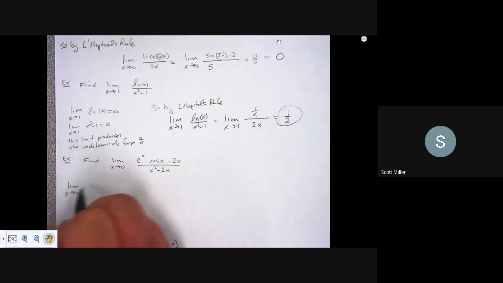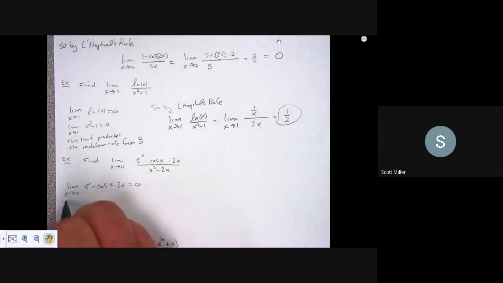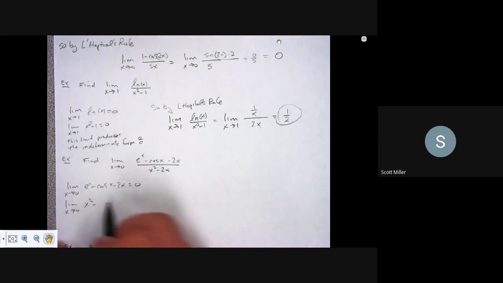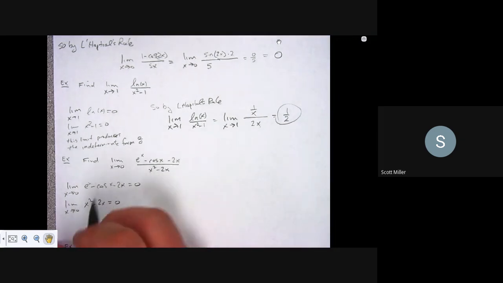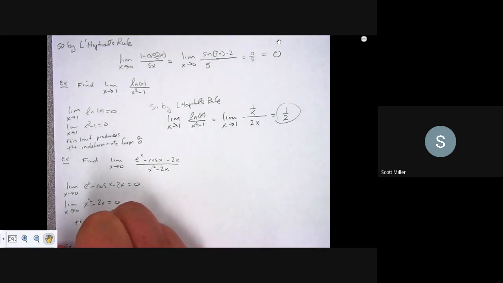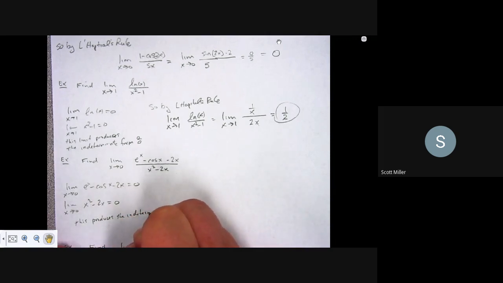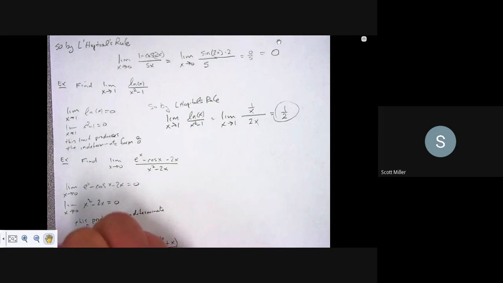X is going to 0. E to the x cosine of x minus 2x equals 0. The limit as x goes to 0 of the bottom. Make sure it does. Don't just say it does. Make sure it does go to 0. So this produces the indeterminate form 0 over 0.